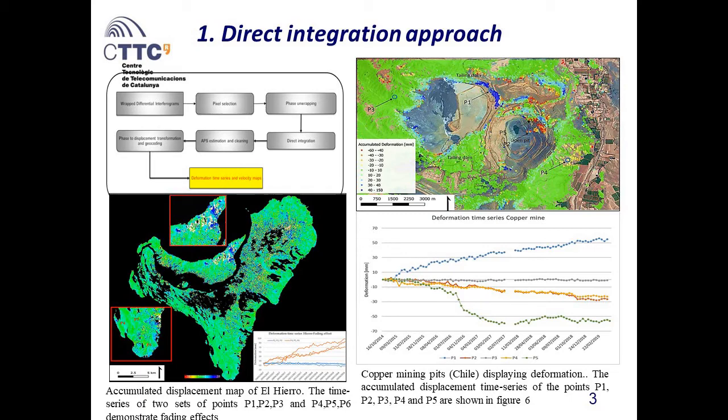The direct integration approach uses a set of n-1 interferograms as the input data, calculated by using n consecutive images. These interferograms undergo pixel selection and phase unwrapping, and the phases are directly integrated to calculate the accumulated phase over time for each point. This is followed by atmospheric phase screen estimation and filtering. The remaining phases are transformed to displacement and geocoded.